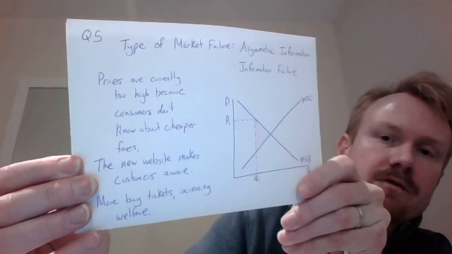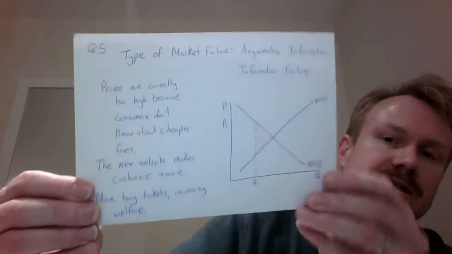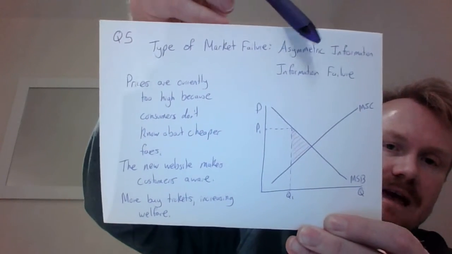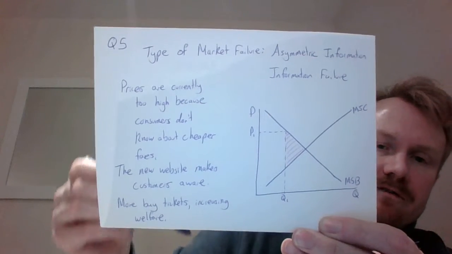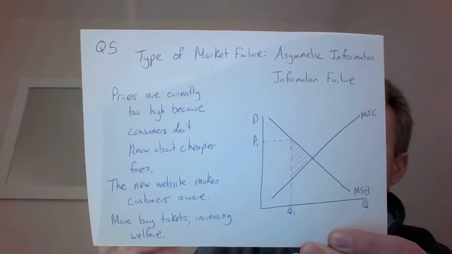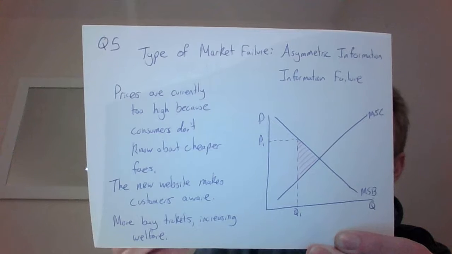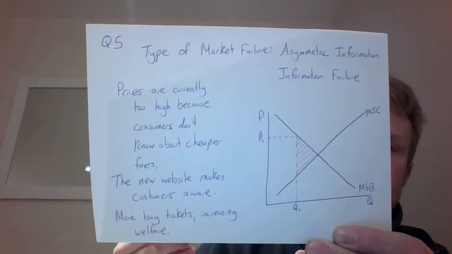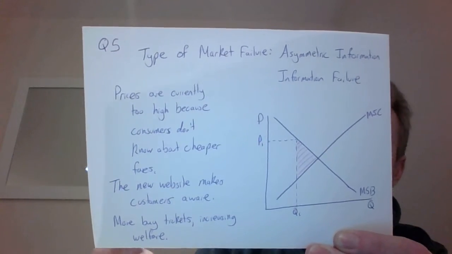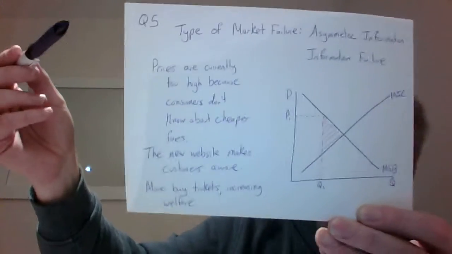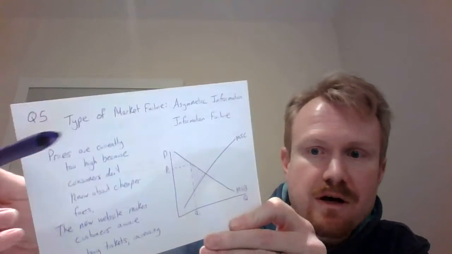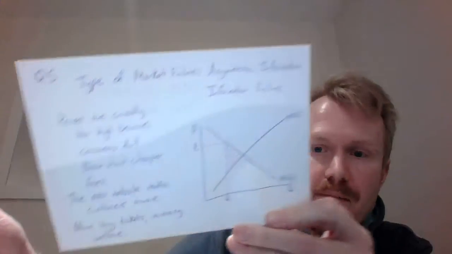So the way that I would look at it is to say, well, first of all, what type of market failure are we looking at? And it's most likely to do with the fact that it's asymmetric information or information failure, because the consumers are not aware of the fact that there are cheaper fares out there. Essentially, the train companies know it, but they're not passing it on to the consumers. And so this means that the prices are currently too high because consumers don't know about the cheaper fares.